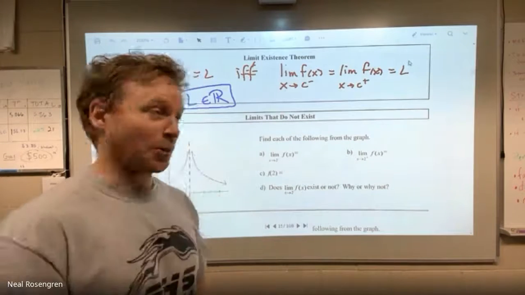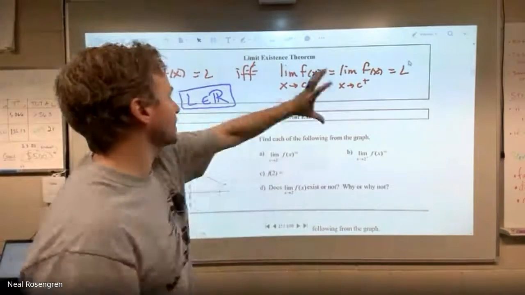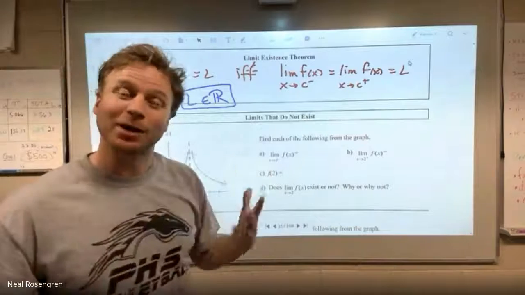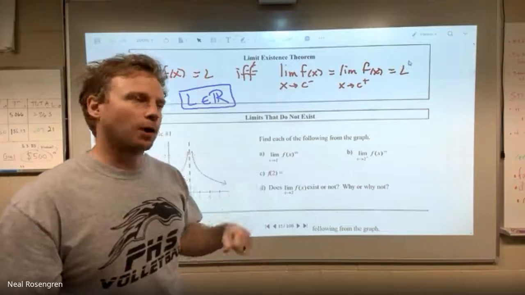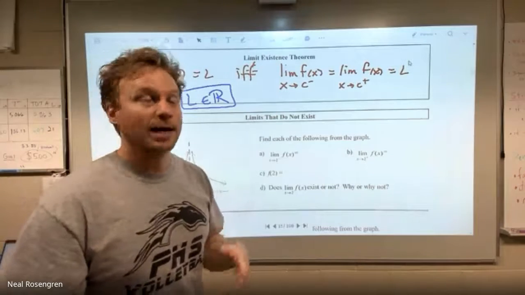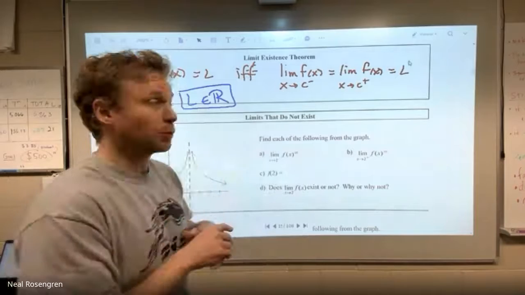Put it in action. Okay, cool. So let's do it. Here we are, page 15. At the top there is that limit existence theorem, which we wrote down last time. And like I just said, the big idea is that if I want my limit to exist, it has to approach the same y value from both sides. Okay, and that's what we're going to do.